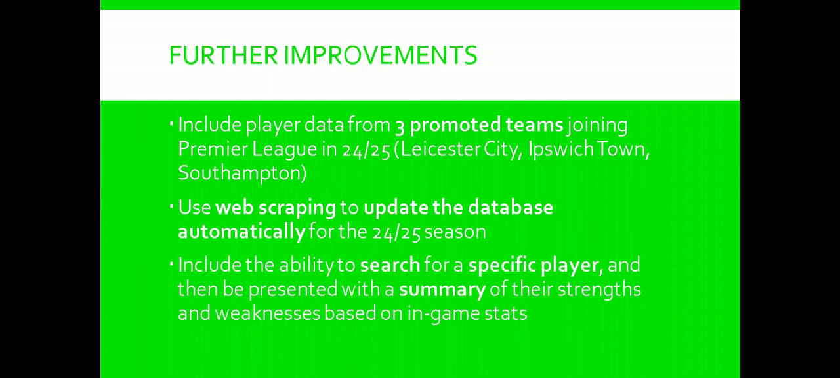Another improvement would be to include the ability to search for one specific player and then be presented with a summary of their strengths and weaknesses based on their in-game stats. So in the current model, you can look at, say, the top goal scorers and see, oh, this player has scored a lot of goals this season. But it would be good if you could just look for that player, let's say Erling Haaland, and then it says, yep, he's good at scoring because he scored this much. He's good at passing because this much. He's good at this because this much. So that's another improvement that could be made.